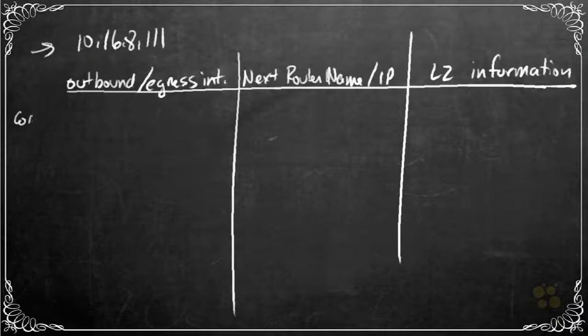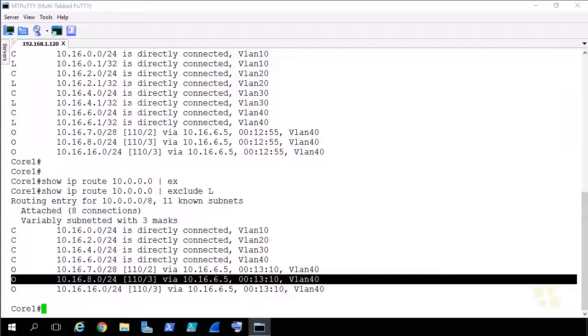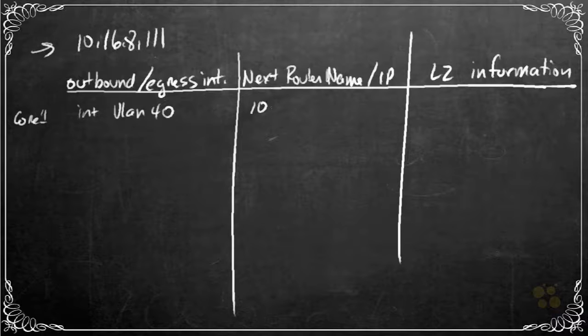So for Core 1, the outbound interface is interface VLAN 40. Now that's based on our routing table. We're just taking its word for it. So if we go back and take a look, right here, the egress interface is going to be VLAN 40. And the next hop is going to be 10.16.6.5. So let's add that to our table. So the next router is 10.16.6.5. And that IP address in our topology is owned by R1, R1AZ. That's our Arizona router.